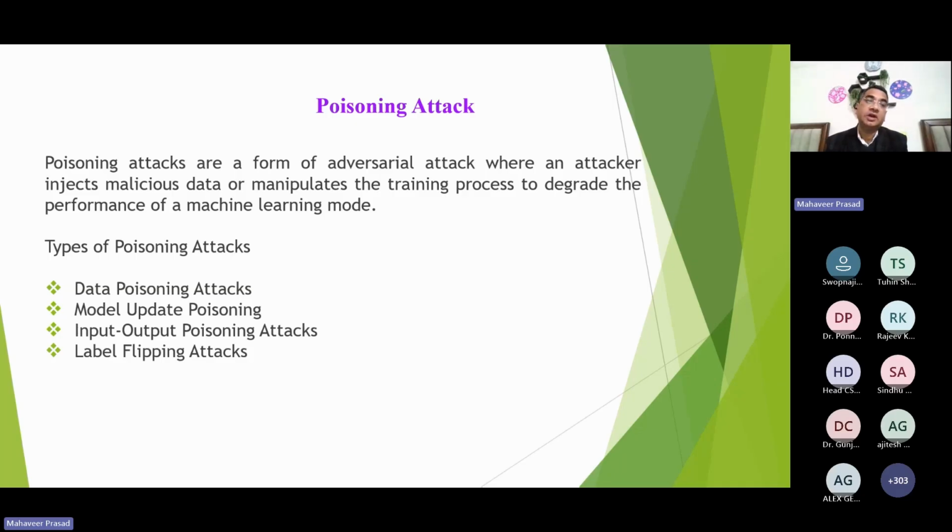Now we'll go into detail. The poisoning attack could be of various types: data poisoning attack, model poisoning, model update poisoning, input output attack, and label flipping attack. Overall, with data poisoning, if the input data is poisoned, then that affects how the model learns. Then with input output, you are taking both input and output, and with label flipping, labels are flipped. So you can see all things are around data and labels only.